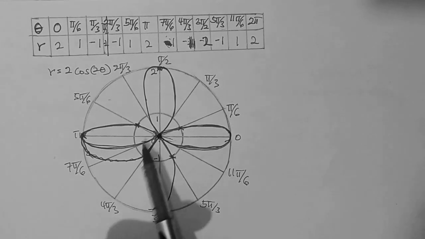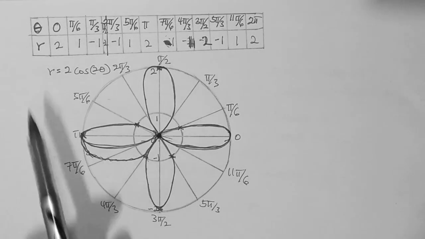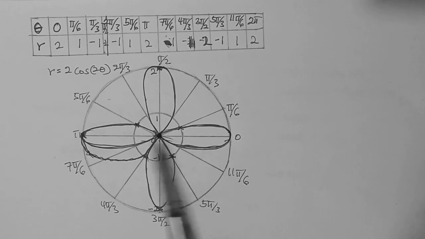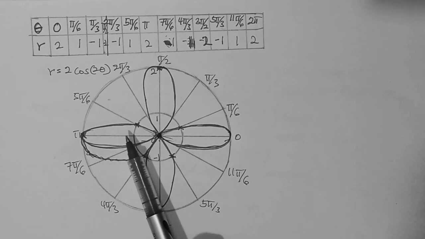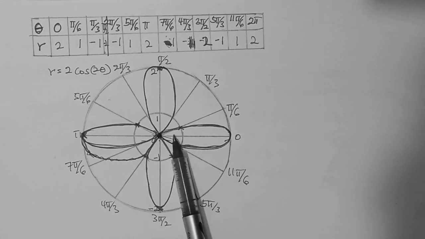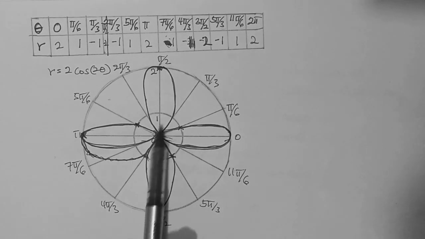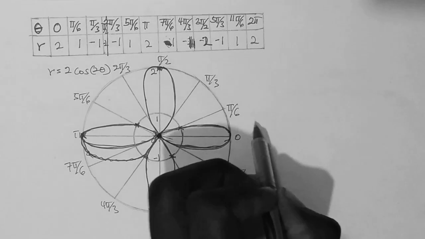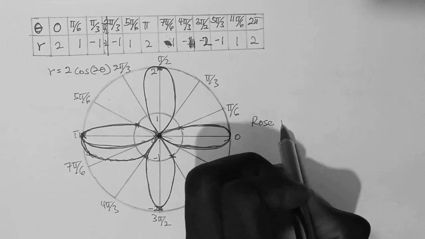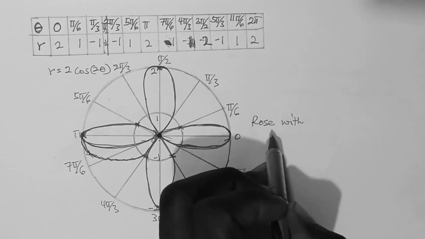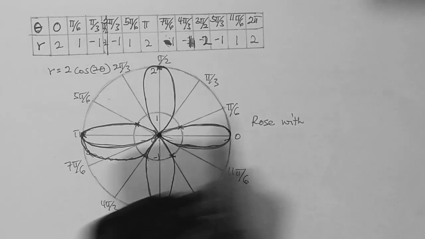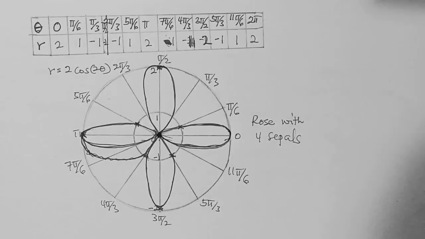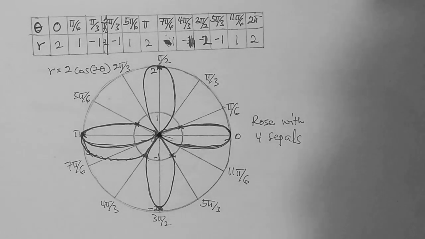If you use the symmetry, you don't need to plot all the points. You only need to plot a few points and then use the laws of symmetry to draw the rest of the diagram. And you can see that this looks like a rose flower that has 4 petals. And therefore, this is a rose with 4 petals. Sorry, sepals. Sepals with 4 sepals. So this is how this graph is going to look like.